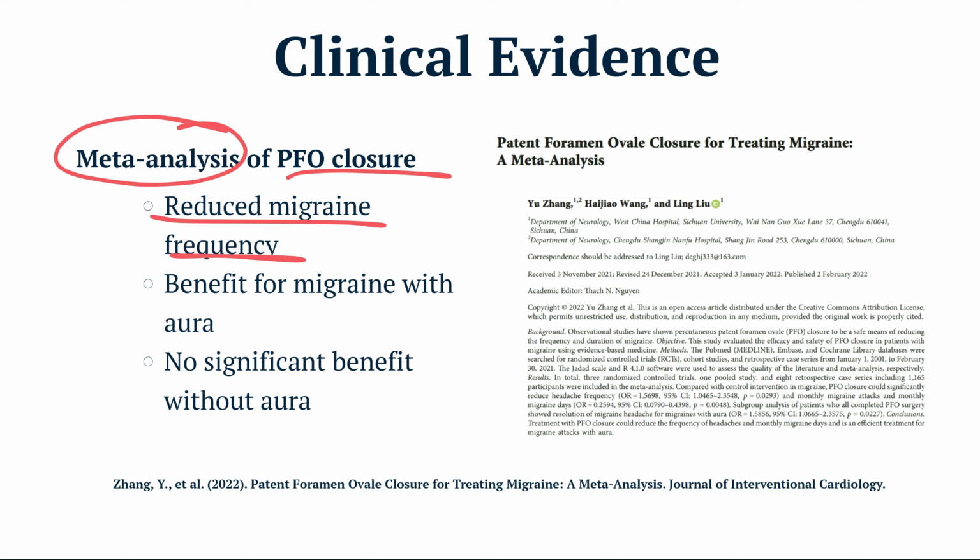Patients with migraine with aura, particularly those with frequent migraine, had a significantly greater reduction in migraine days and a higher incidence of complete migraine cessation following PFO closure. In contrast, patients with migraine without aura did not see a significant benefit. There were no significant reduction in migraine days or improvement in complete headache cessation after PFO closure. So this suggests that the relationship between PFO and migraine may be strongest in those with aura symptoms.